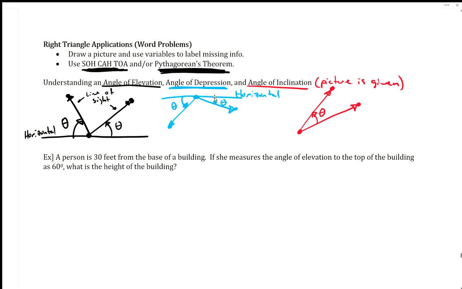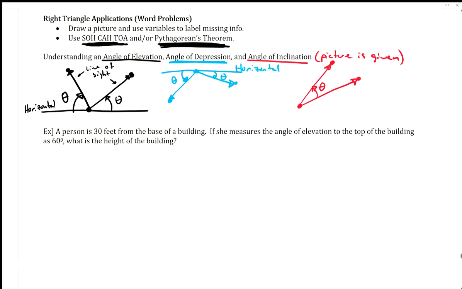All right, anyway, so in this problem, we have a person is 30 feet from the base of a building. If she measures the angle of elevation to the top of the building as 60 degrees, what is the height of the building? All right, so we'll just break this down. So these word problems, often there isn't too much going on. So I'm just going to say, well, here's my person. It says a person is 30 feet from the base of a building. Okay, so this is 30 feet.